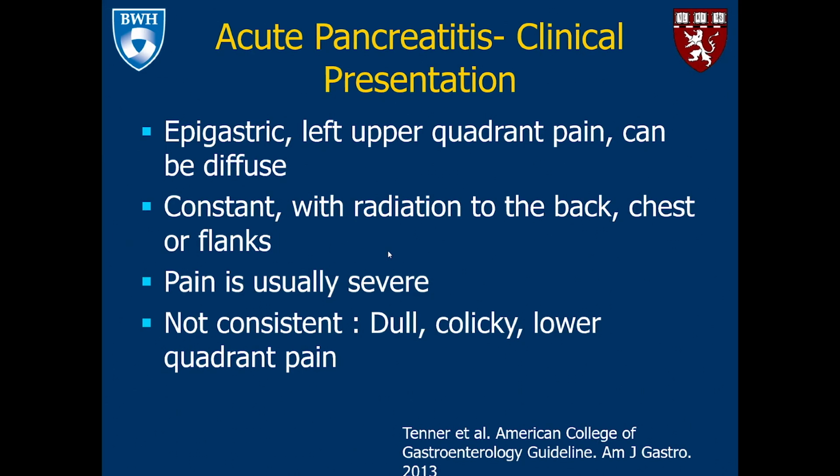So clinical presentation, usually we have epigastric or left upper quadrant pain that can be diffuse. The pain is usually constant and can radiate to the back, the chest, or the flank. The pain is usually severe, and a pain that is dull, colicky, or located in the lower quadrant is usually not consistent with the disease.